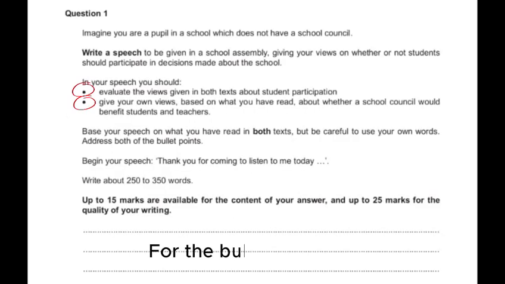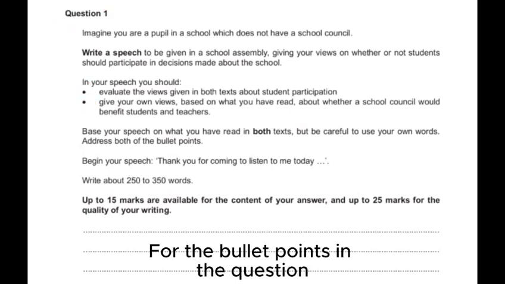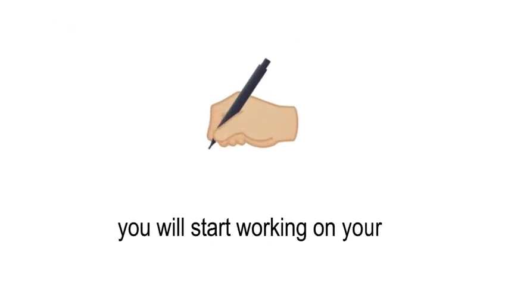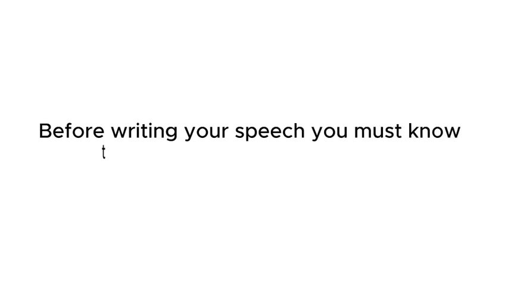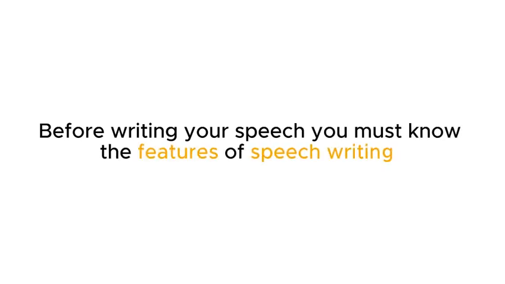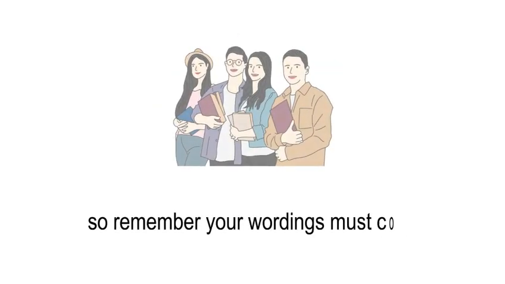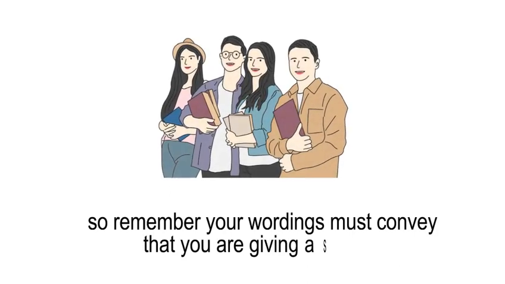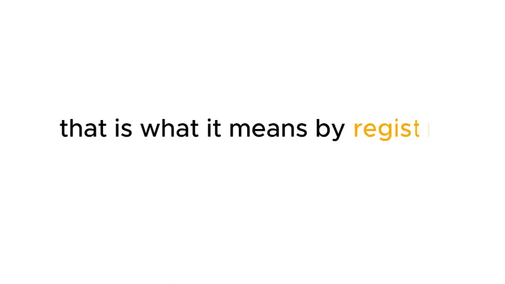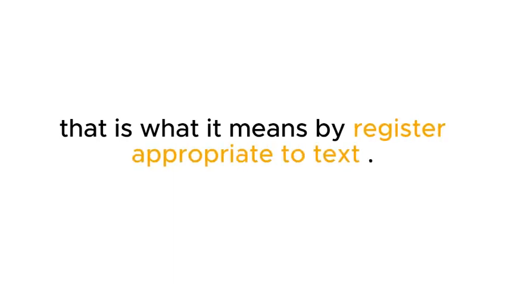Now that you have marked relevant points for the bullet points in the question, you will start working on your speech writing. Before writing your speech, you must know the features of speech writing. Speech is written to be given to an audience. So remember, your wordings must convey that you are giving a speech to a crowd. That is what it means by register appropriate to text.